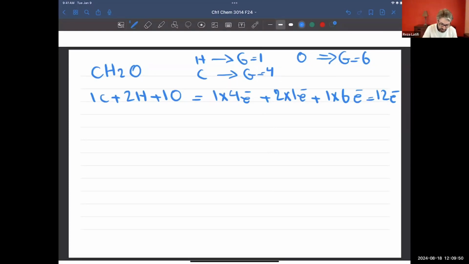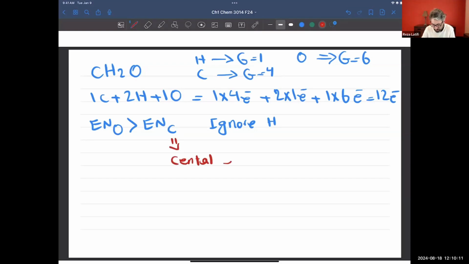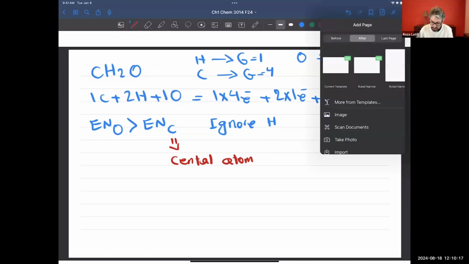So in this case, hydrogen will go outside. We have carbon and oxygen. We're going to sort them based on electronegativity. Oxygen has higher electronegativity than carbon. And again, reminder, ignore hydrogen. Okay, ignore hydrogen. So that means carbon is the central atom, and we have 12 electrons. So let's go after the structure.